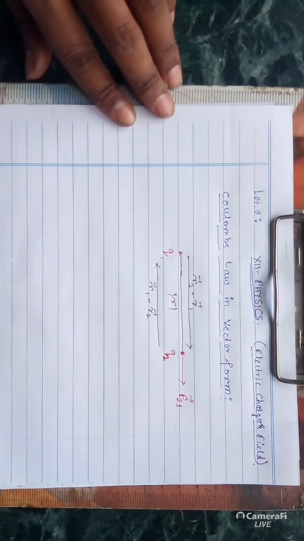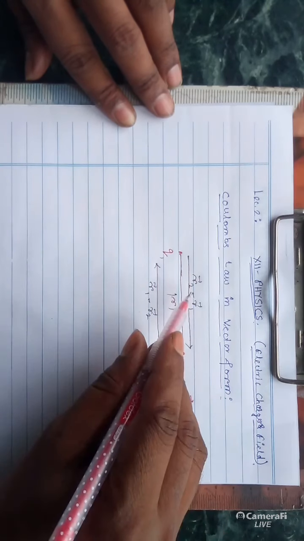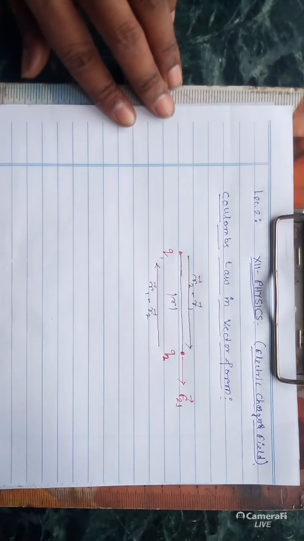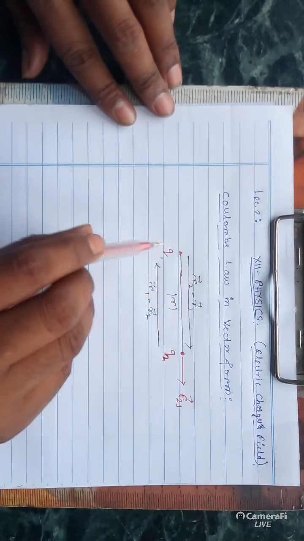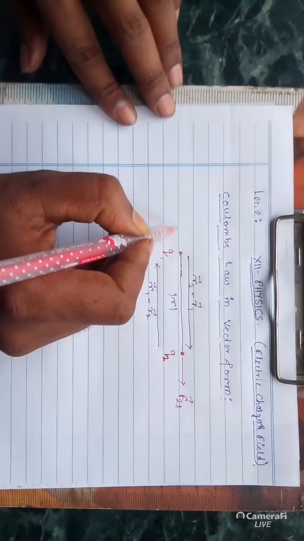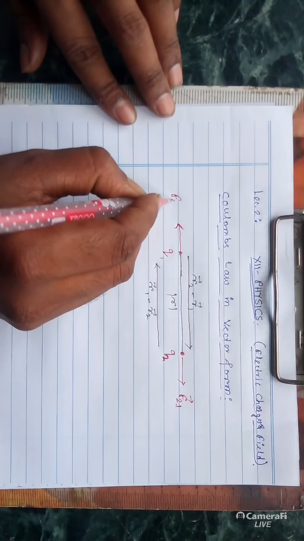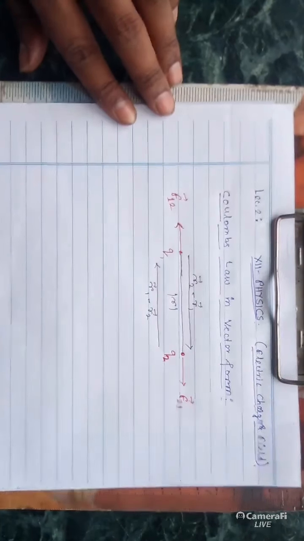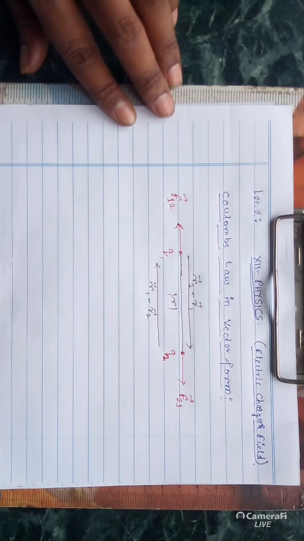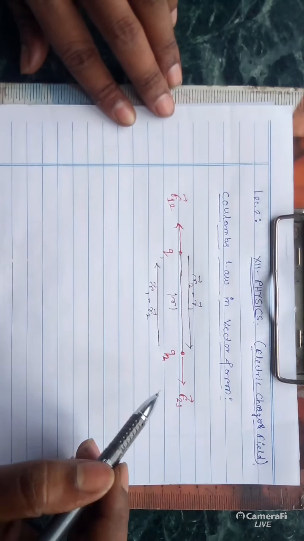Already we have calculated F21, the value 1 by 4 pi epsilon naught q by r square, but the direction is required. For F21, there is one magnitude and the direction along this vector. Similarly, the force of repulsion due to charge 2 on 1, that is q1, will be along this direction, because they are positive charges and repel each other. So the force on 1 due to 2 is along this direction. Clear? Now in vector form we are going to calculate the force on 2 due to 1. You can calculate F21 or you can calculate F12.